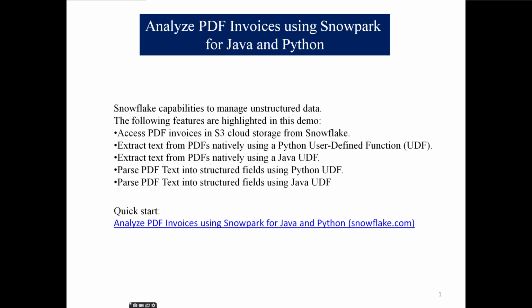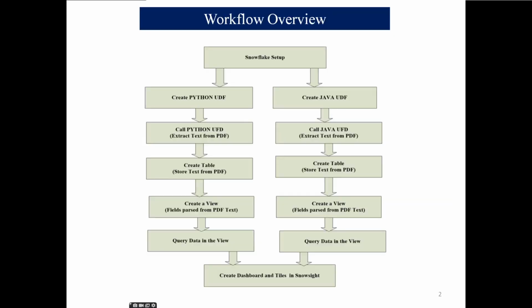which is PDF invoices. So here is the workflow. We have the same steps done with Python and Java, and finally we get the same result. We create a Python UDF, we extract the text with Python, then we need to create a table to store the text. Finally, we need to parse the fields from these texts and query the data using a view, and we create a simple dashboard and tiles in Snowsight.